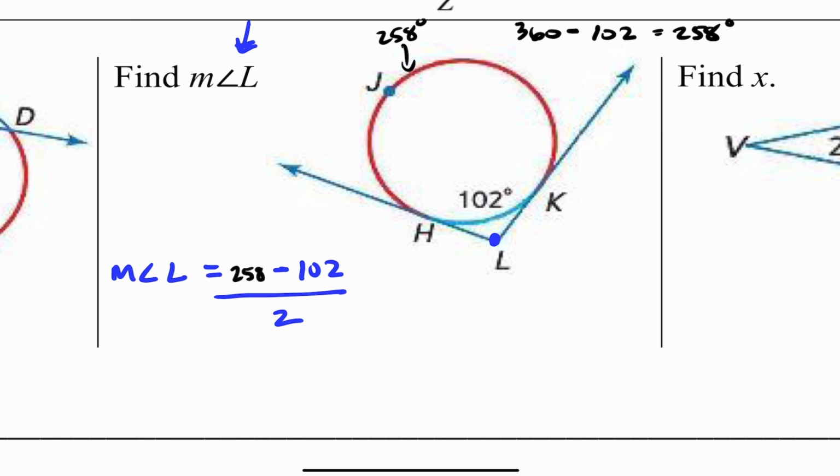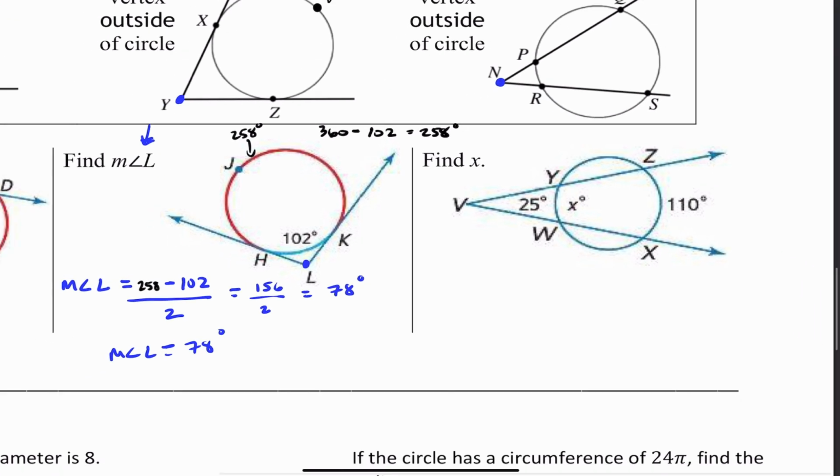So now I have my big minus small over 2. I can go ahead and do the math here. So you get 156 over 2, or 78 degrees. So the measure of angle L is 78 degrees. All right.